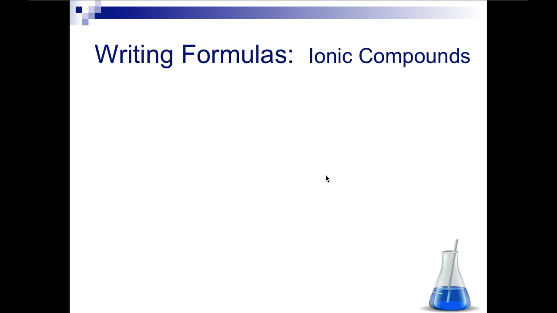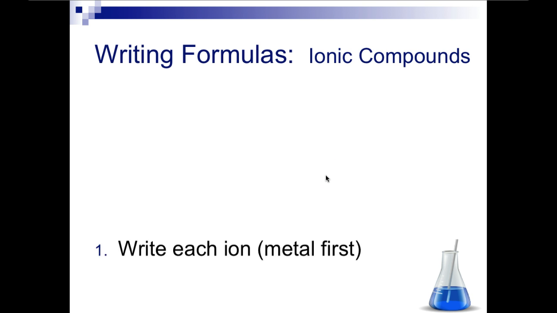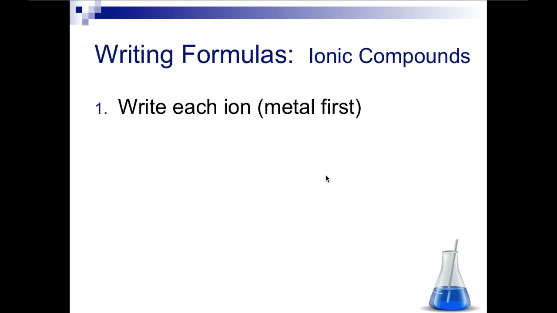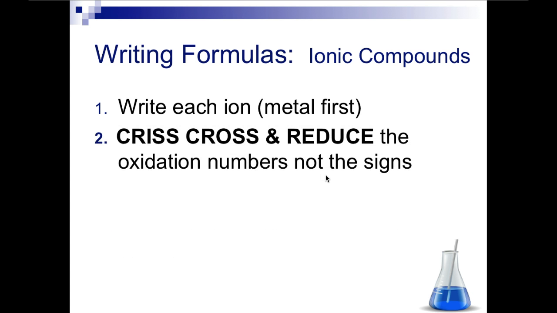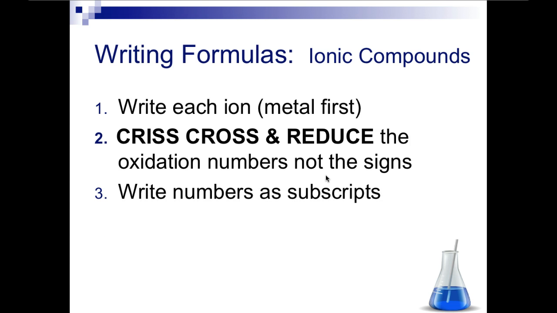So, let's look at writing formulas. First, you want to write each ion, the metal goes first. Then you're going to crisscross and reduce the oxidation numbers, not the signs. And then you're going to write the numbers as subscripts, and we do not write ones. So these are the 4 basic rules that you need to understand. Metal comes first, then nonmetal. You write their charges, you crisscross them and reduce, and then you write the numbers as subscripts.